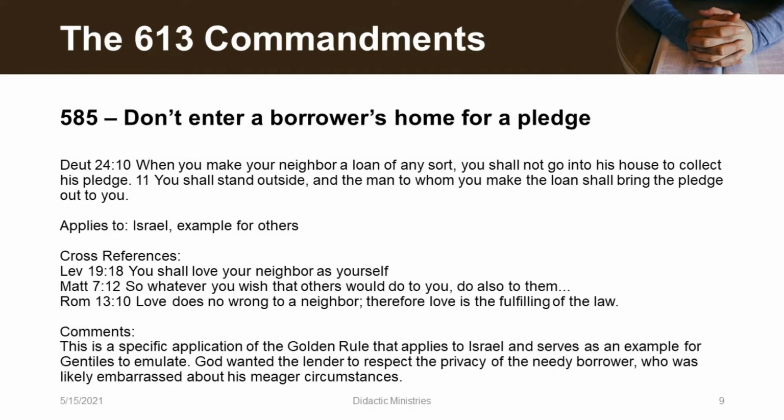Commandment 585, don't enter a borrower's home for a pledge. Deuteronomy chapter 24, verse 10 says, "When you make your neighbor a loan of any sort, you shall not go into his house to collect his pledge. You shall stand outside, and the man to whom you make the loan shall bring the pledge out to you." This is a moral command for Israel and an example for Gentile nations to emulate. It is also a specific application of the Golden Rule. God wanted the lender to respect the privacy of the needy borrower, who was likely embarrassed about his meager circumstances.